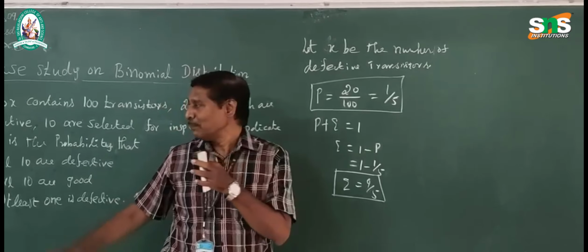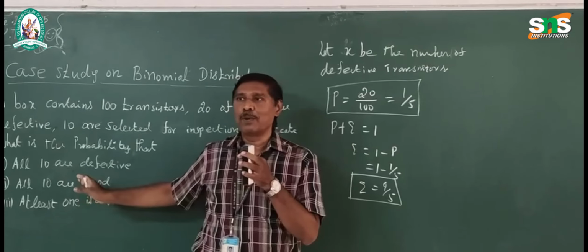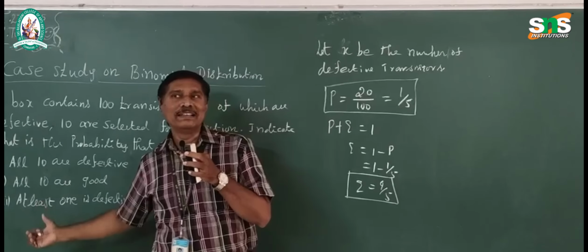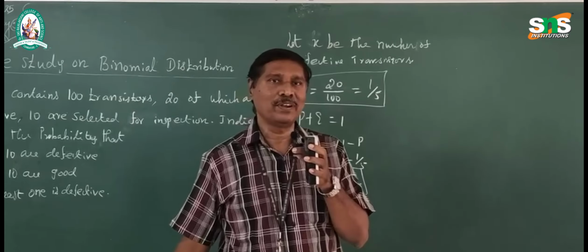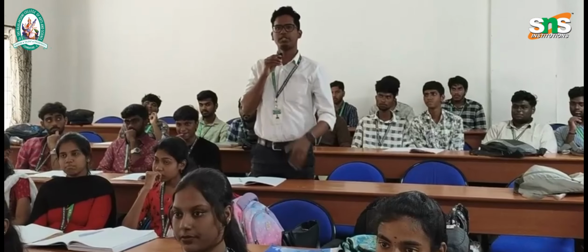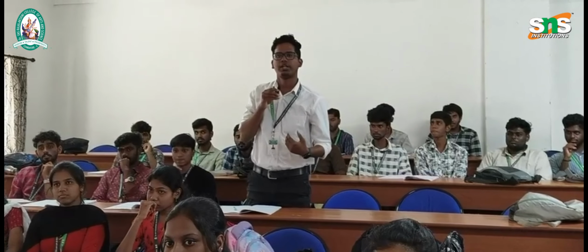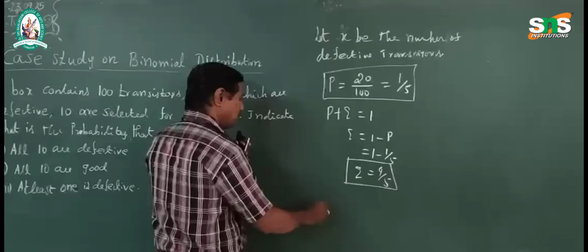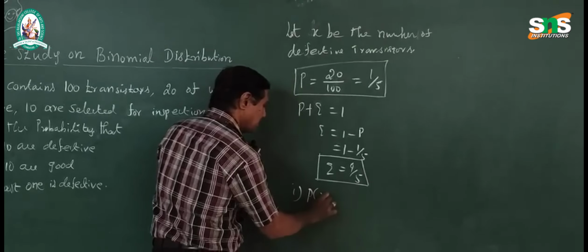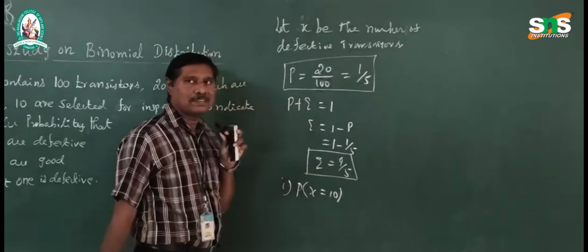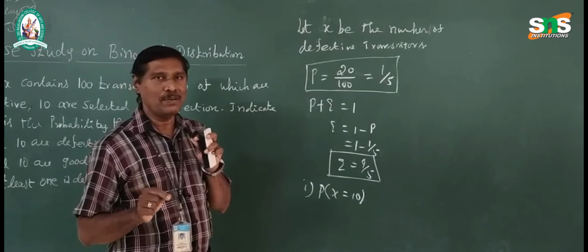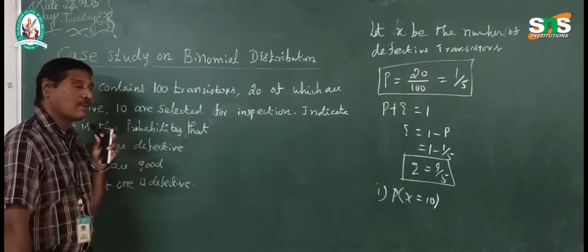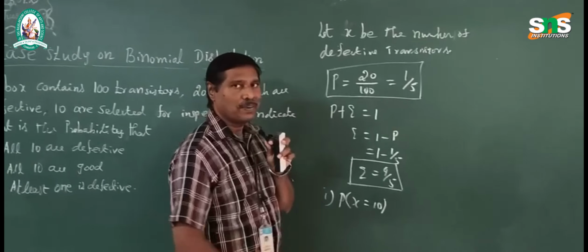Now we go to the case analysis. Find the probability that all the 10 transistors are defective. How do we write this? As per the question, all 10 are defective, so probability of x is equal to 10. Why is it probability of x equal to 10? Because x is the number of defective transistors, and we calculate the probability that all 10 transistors are defective.